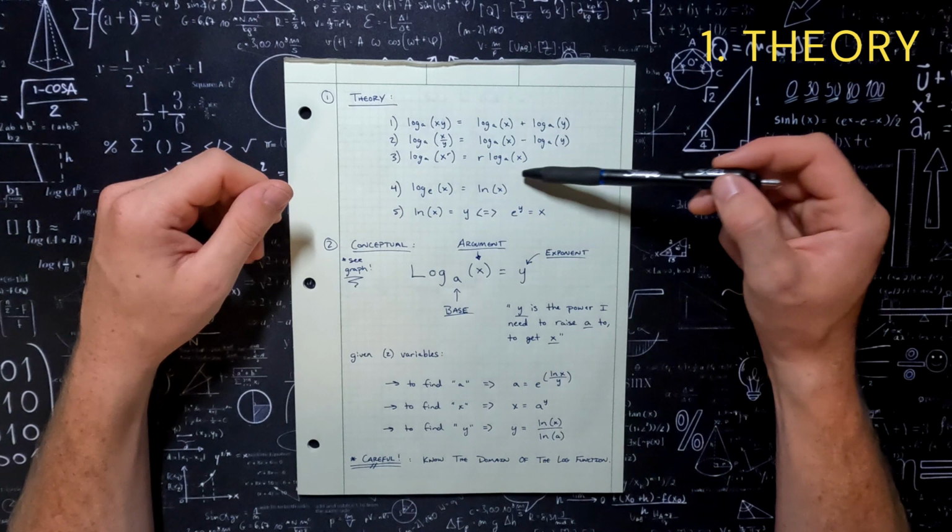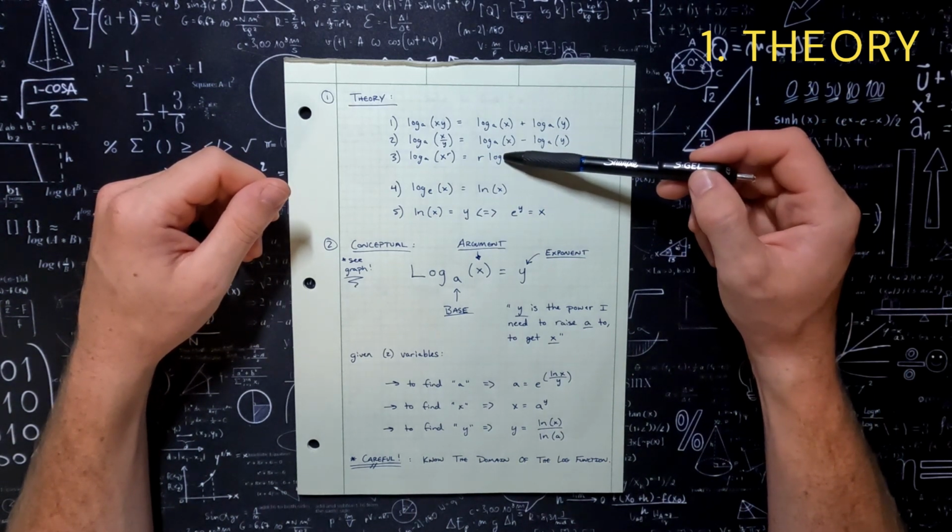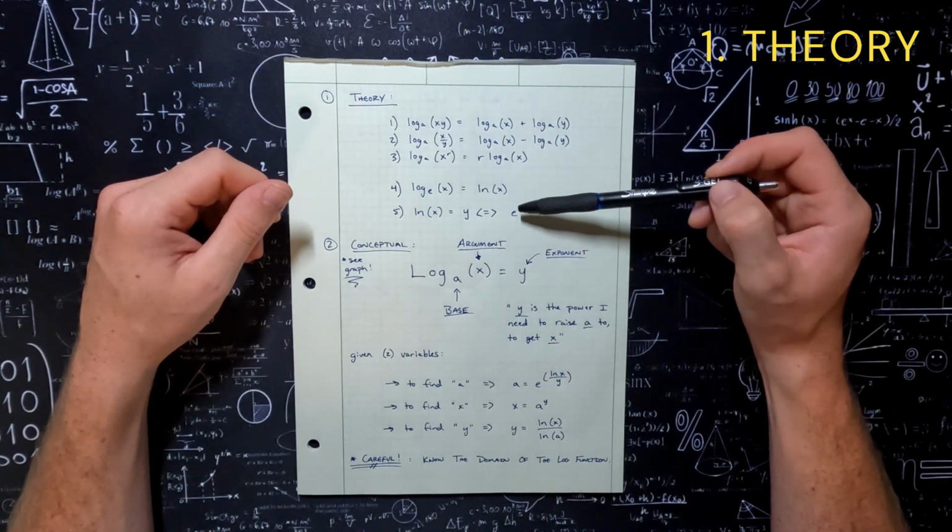Now I did this separation on purpose here just to separate the basic log functions, right? If we have a basic log function, we assume the base is 10. Hopefully you guys have learned that, right?